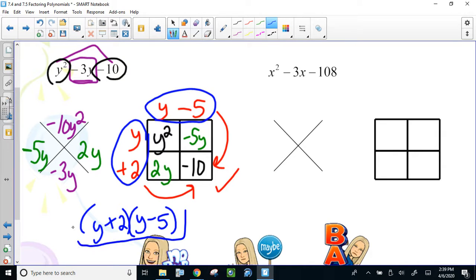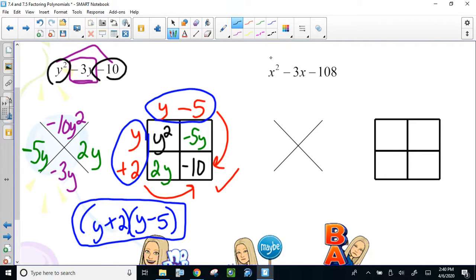The signs matter, so it has to be a positive 2 and a negative 5. I can't switch it around and say a negative 2 and a positive 5, because then it no longer gives me a negative 3 for my middle term. So you've got to be careful about your signs, but the actual order doesn't really matter that much.